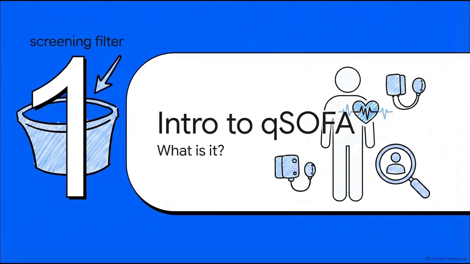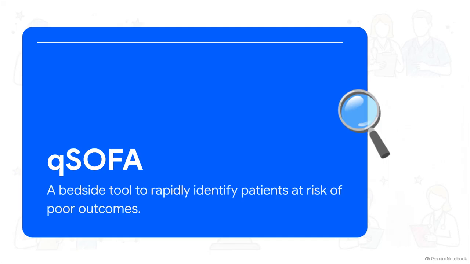All right, Section 1, Introduction to qSOFA. So qSOFA stands for the Quick Sequential Organ Failure Assessment. And just like the name implies, it's designed to be fast. We're talking about a bedside tool used to rapidly identify adult patients with suspected infections who are at high risk for some really poor outcomes.